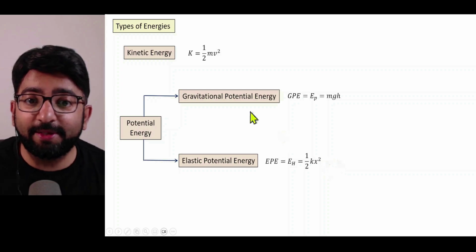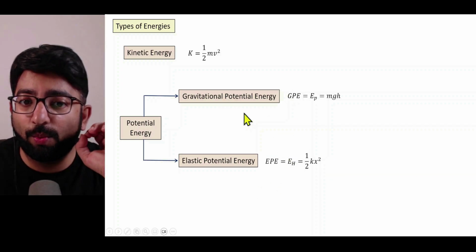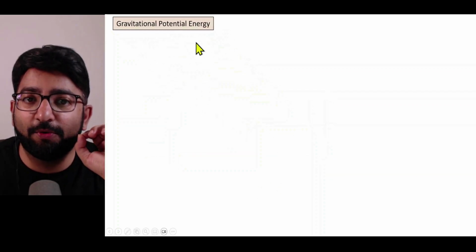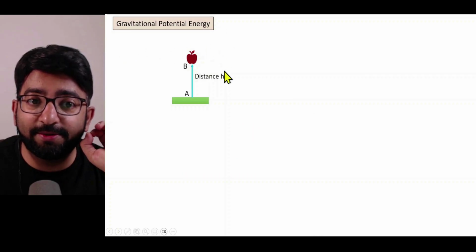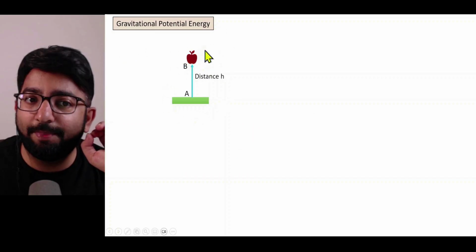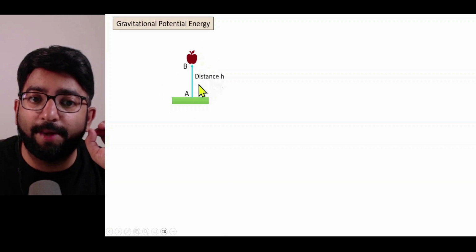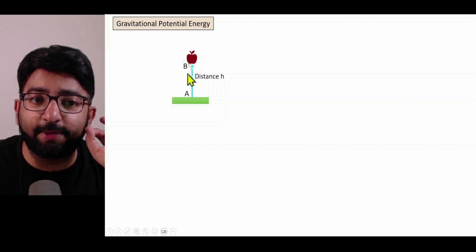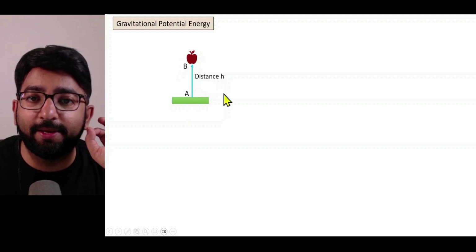Now let us analyze each of the potential energies one by one, starting with gravitational potential energy. Consider this image. We have an object, an apple, which has been lifted up by a distance h. Initially the apple was on the ground, which we have labeled as point A, and the topmost point is labeled B. So the distance between A and B is h.